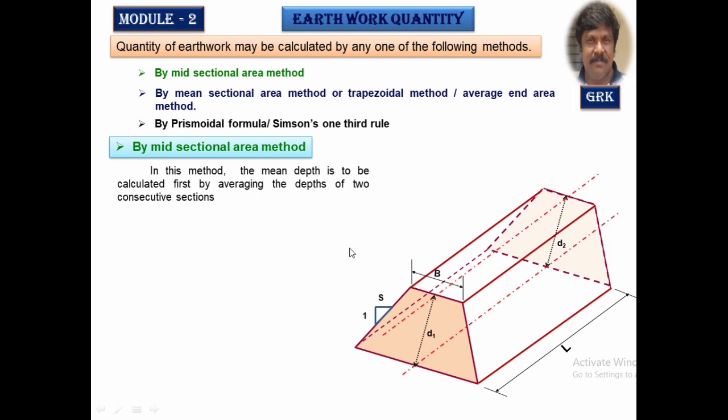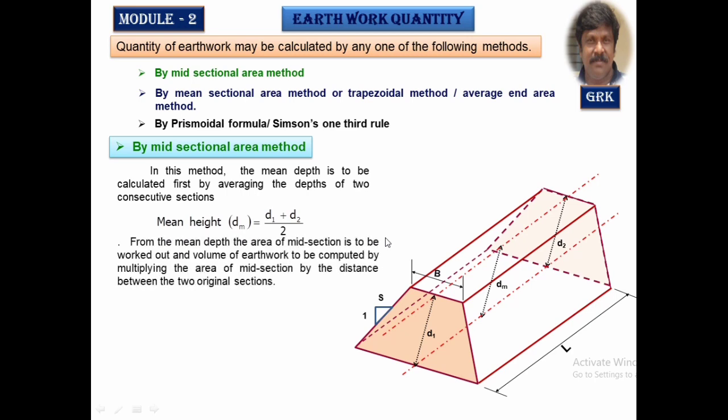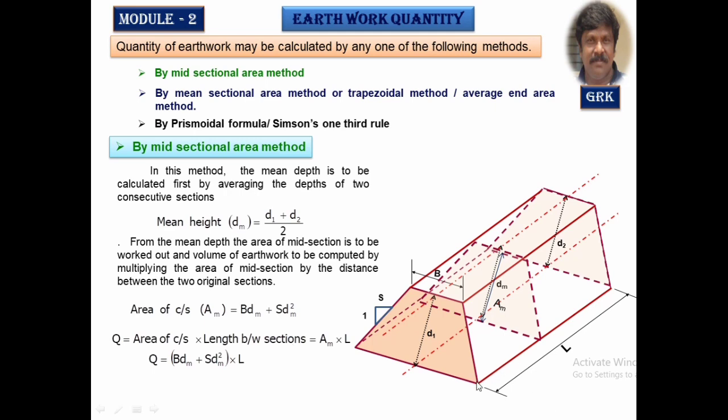So in this mid-sectional area method, we're going to get the depths D1 and D2 at the two sections. Find out the mean depth, DM, that is (D1 + D2)/2. That's the mean depth. Find out the area of the mid section, we call it AM. It's given by BDM + SDM². So we find the area of the midsection after calculating the mean depth, and this is adopted in the mid-sectional area method. Multiply this quantity with the length between the two sections, and you'll get the volume, the quantity.